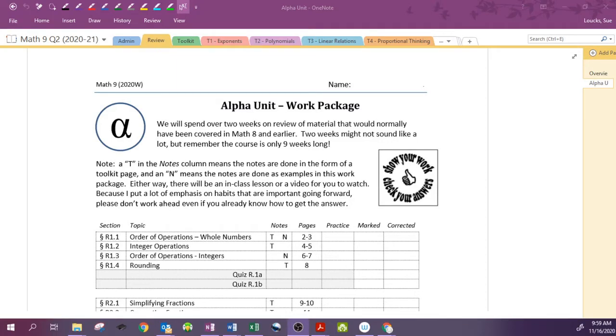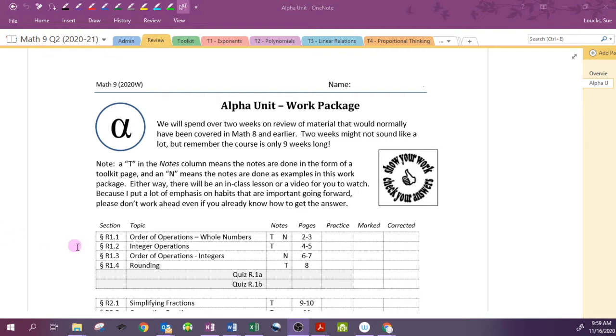Hello again, Math Nines. We are going to start in the review package. This page that you can see on my screen right now is the front page of the alpha unit or review package. And we're going to start with lesson R1.1 on order of operations with whole numbers.